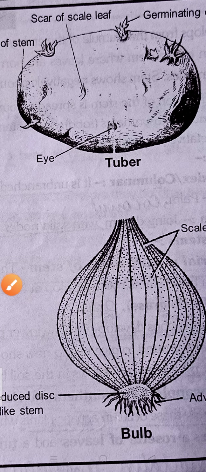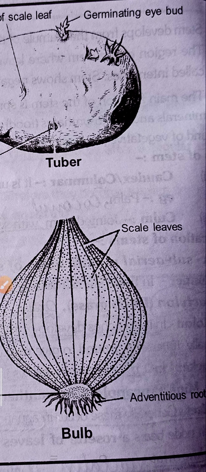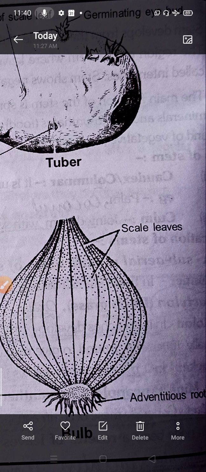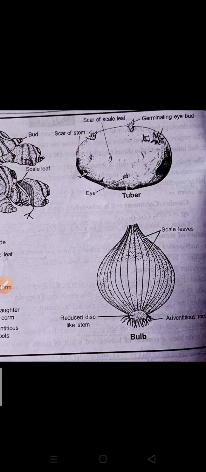Clear? And axillary buds are always covered with scaly leaves. This is the eye region. Okay, this is the eye region. From the eye region only axillary buds come out. Basically, the potato tuber is the tuber form of stem present in potato.